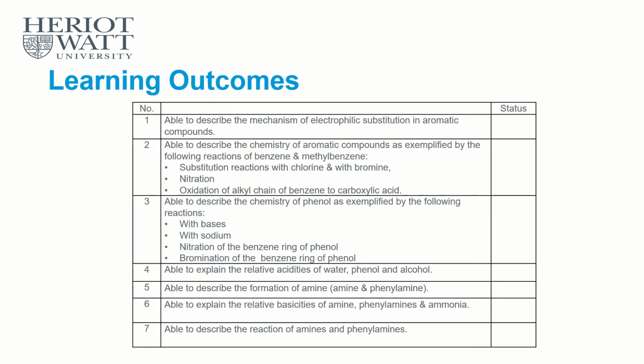Let's look at the learning outcomes. Number one, you must be able to describe the mechanism of electrophilic substitutions in aromatic compounds. So what is that electrophilic substitutions? Now we learned that electrophilic addition is actually meant for alkenes, the ones with the double bonds. In this case, aromatic compounds also have double bonds, but why do we go through substitutions rather than additions?